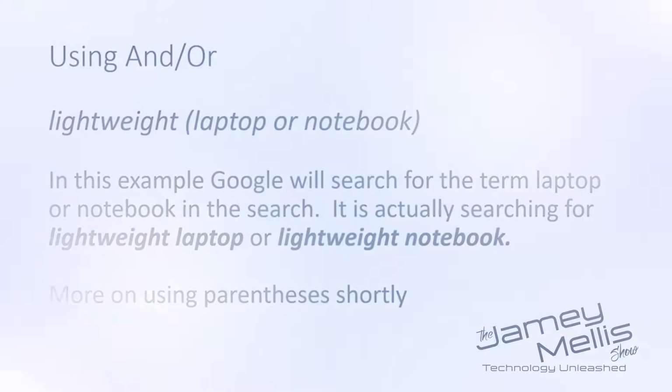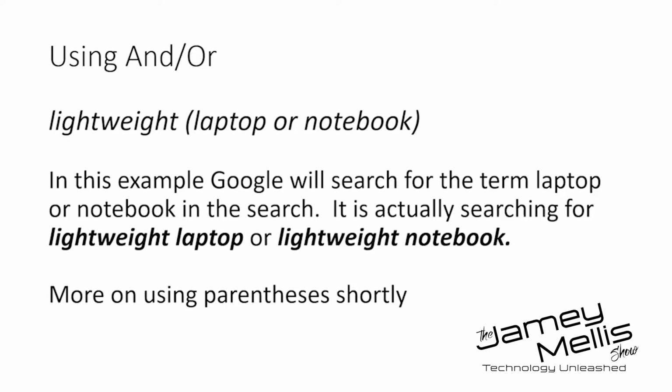All right, so again, this can be unwieldy, and you're going to end up with a whole bunch of stuff where you're not going to be able to find what you're looking for. So how do we narrow this down a little bit or try to get the results more like what we want to see here? All right, let's take a look at the next item. We can use Boolean type operators here, like using and or. So lightweight laptop or notebook, okay?